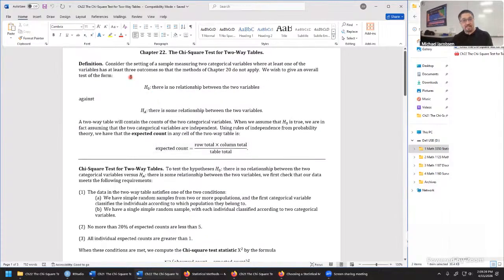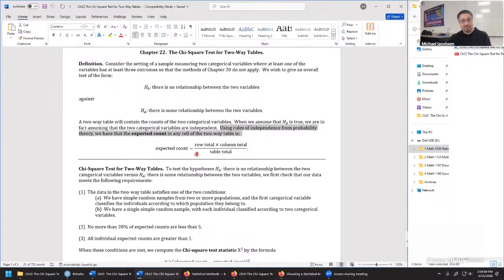Our chapter 22 test is a hypothesis test very unlike anything we've ever done before. This is not a test on the parameters. This is a test on the categorical variables themselves. We're going to test, are the 2 categorical variables provided independent or dependent? Independent in the statistical sense. Using rules of independence from probability theory, it provides us with this new formula for the expected count.